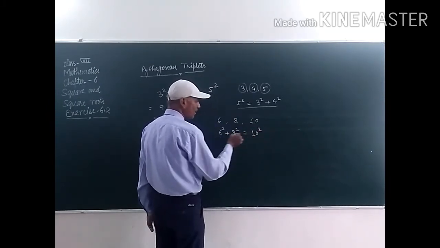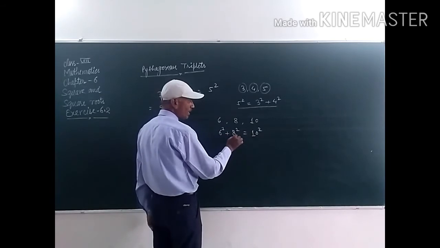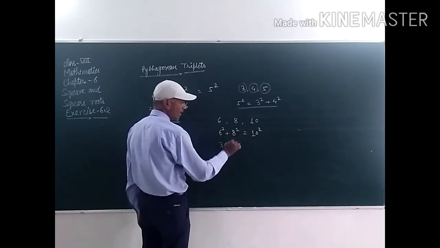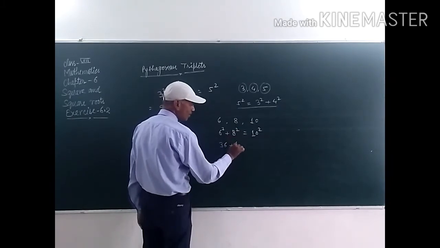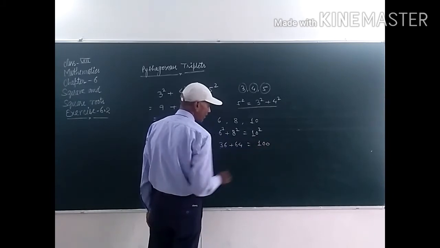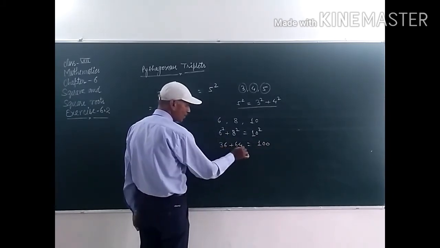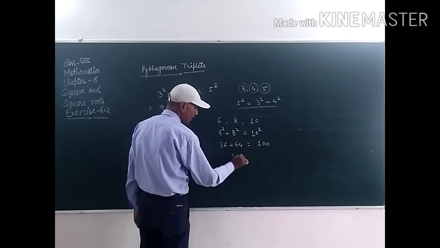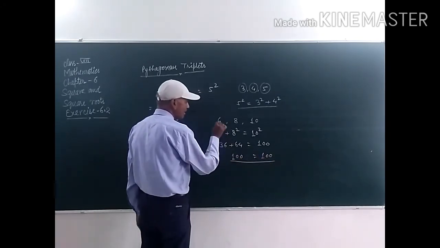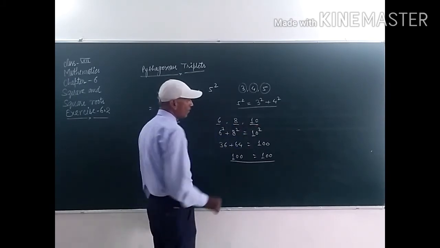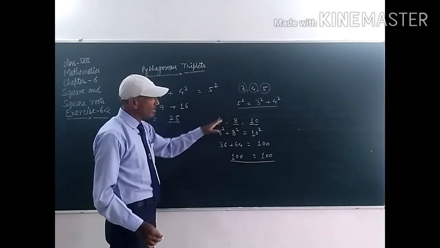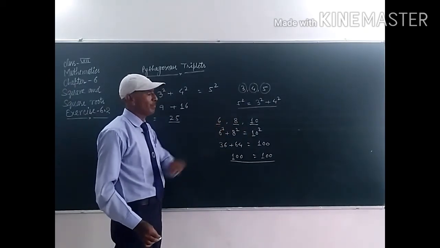So 10 squared is equal to 6 squared plus 8 squared. 6 squared means 36, 8 squared is 64, and 10 squared is 100. Clear, students? This one, 36 plus 64, is 100. So these numbers 6, 8 and 10 form a Pythagorean triplet. These numbers are the members of a Pythagorean triplet.